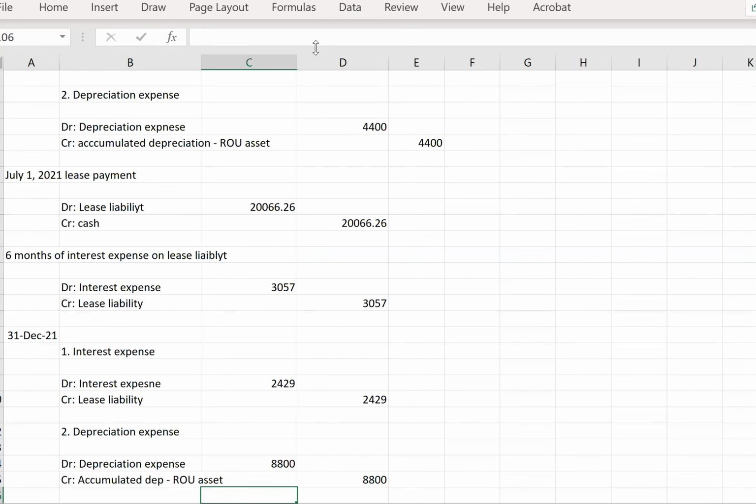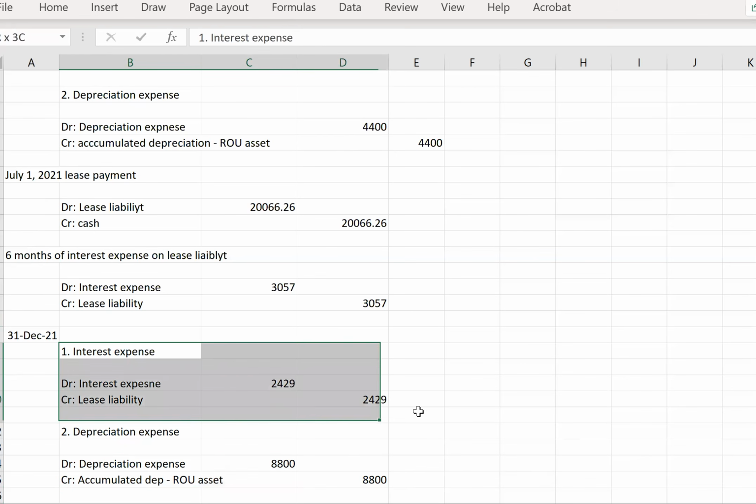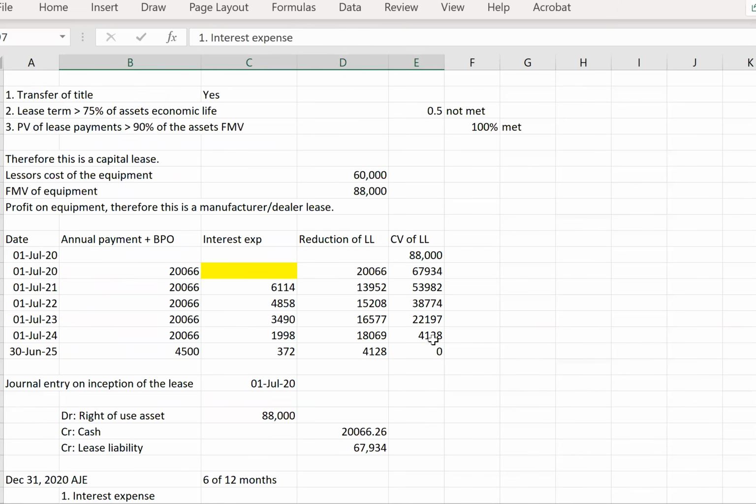Now, why did we record the interest expense between the 6 months and the 6 months for 2021, yet we only recorded depreciation expense once? To be honest, I'm not entirely sure what the logic is of that, but we want to keep the interest expense correct because this runs through our lease amortization schedule. So we definitely need these numbers to be correct.